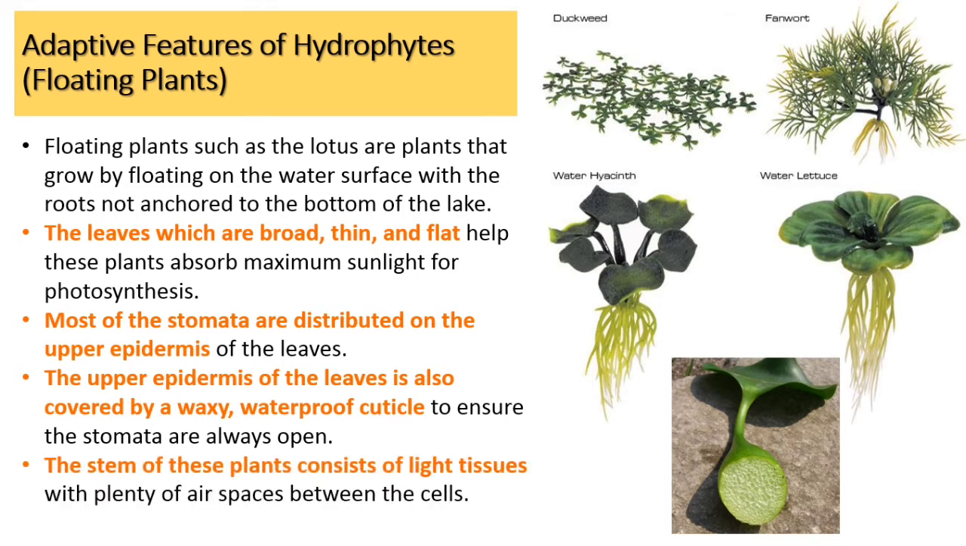The stem of this plant consists of light tissue with plenty of air space between the cells. So we can see the structure of this cross section of the stem. You can see the tissue which is spongy. Okay, this tissue is called aerenchyma tissue.